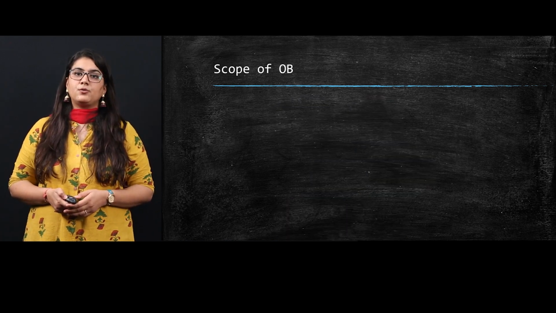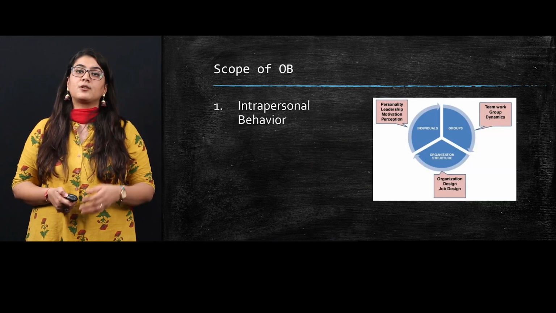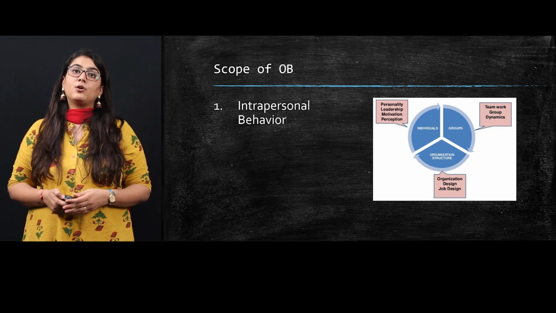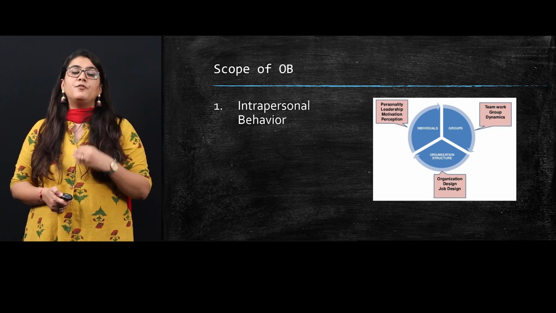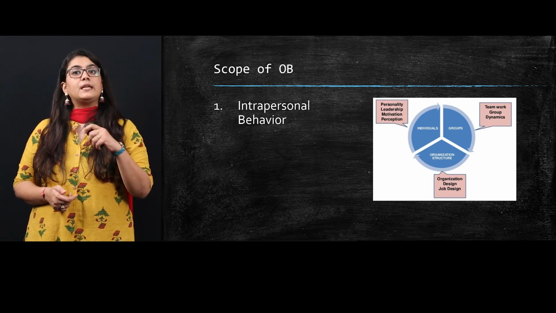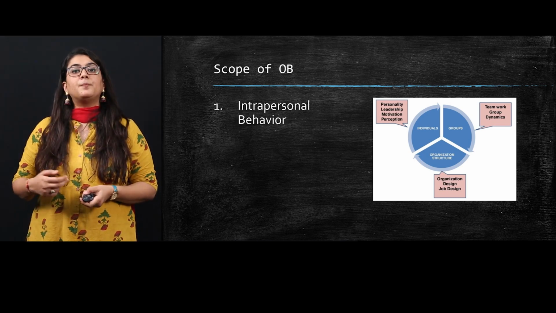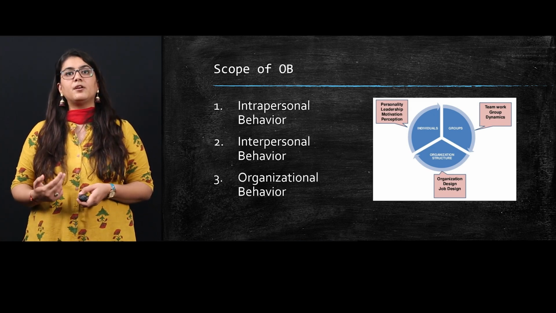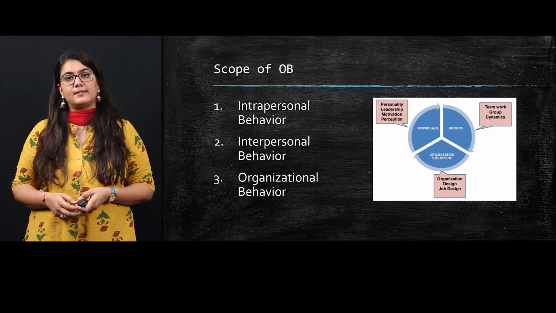Scope of OB talks about three different parts. It is intrapersonal behavior, which talks about the individual. We would be going into it in our next module 2. We would be talking on individual behavior, which is personality, perception, attitude, motivation, which are the individual domains. So the very first scope of OB is talking about individual behavior. Then interpersonal behavior, that is talking about groups, and organizational behavior, wherein we would be discussing the different structure and culture of organization.